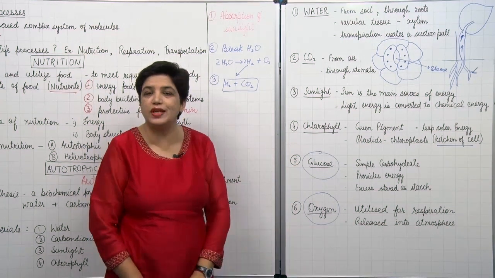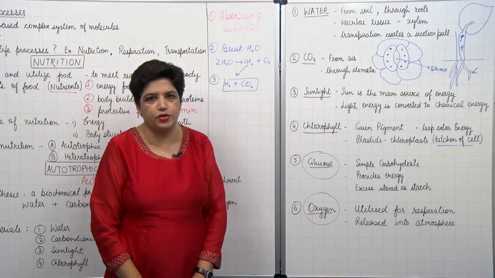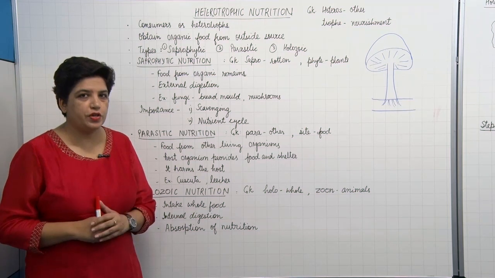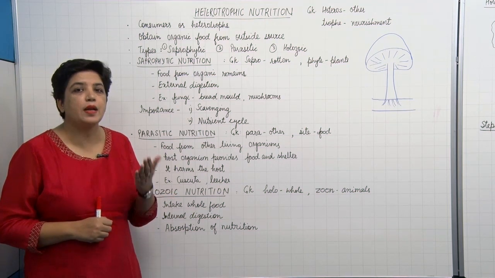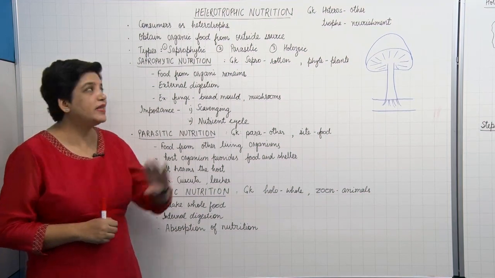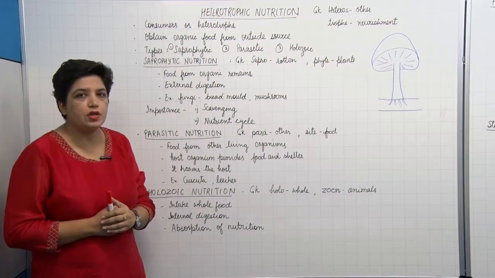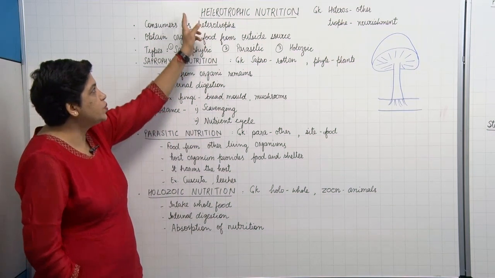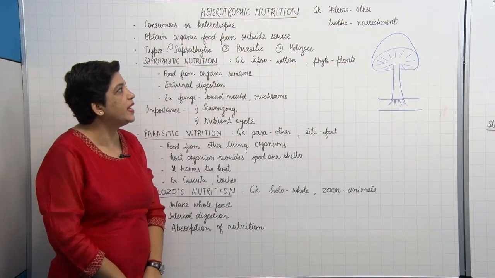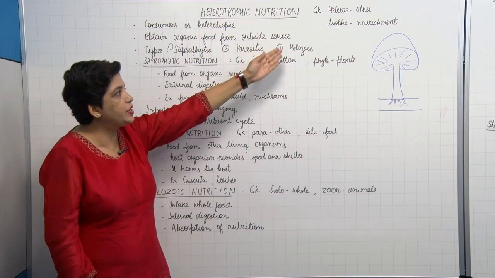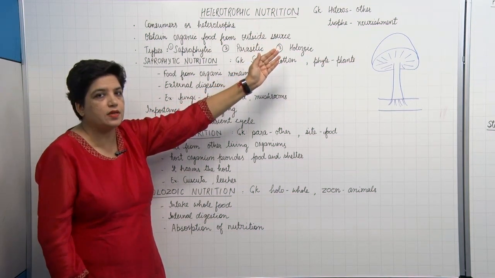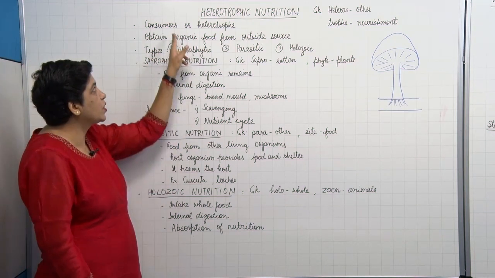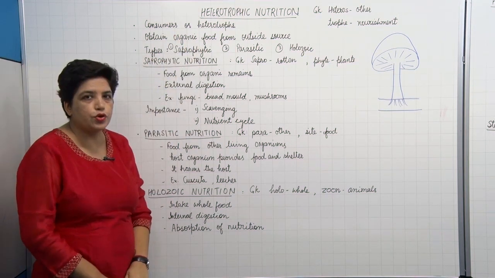Now let's move on to the next topic, that is heterotrophic nutrition. So we just studied about autotrophic nutrition. The autotrophs can make their own food. Now let us come to heterotrophic nutrition, those organisms which cannot make their own food. This word has been derived from the Greek words heteros, which means others, and trophe, which means nourishment. Such organisms which cannot make their own food are called consumers or heterotrophs.